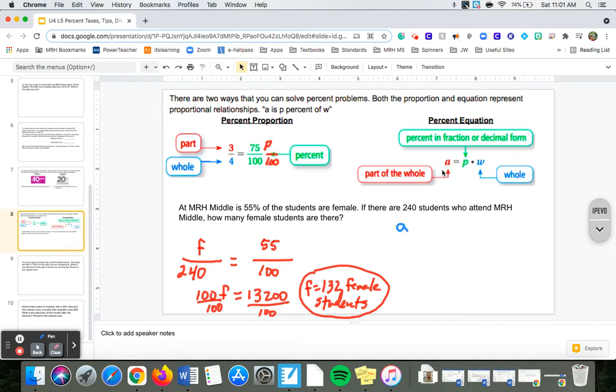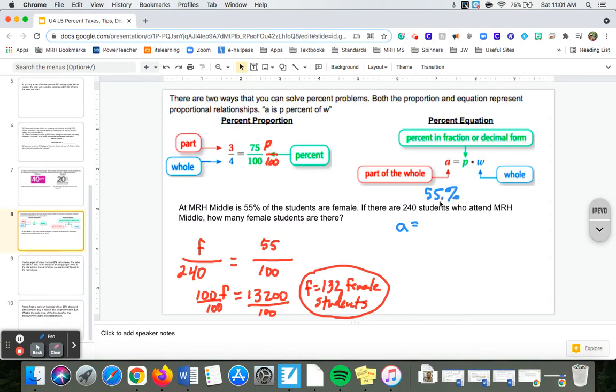just to stick with the template that I have above. A represents the number of female students. So it's the part of the whole. The number of female students is a part of the whole number of students at school. So A is equal to 55% as a decimal.